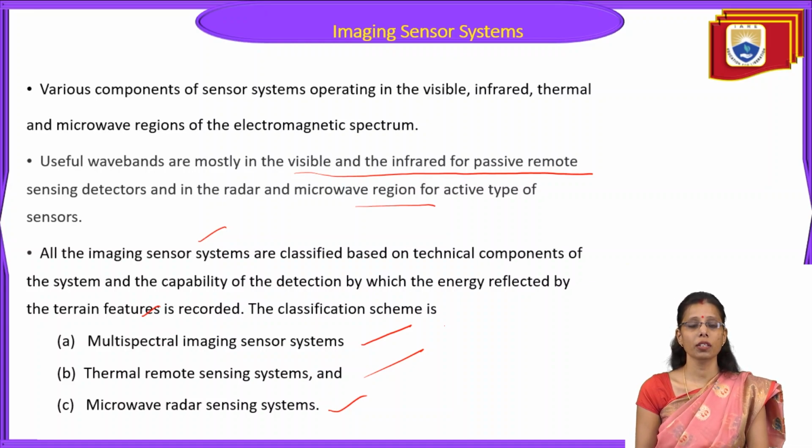So it is basically classified based on the reflected energy of the terrain features. Terrain features means all the geographical features which are on the earth surface. How do they reflect, how is it recorded by the sensors, and how is it given in the form of output by the sensors? Here we have three types: multispectral imaging system, thermal remote sensing system, and microwave radar systems. All these systems will work in different regions of the electromagnetic spectrum.